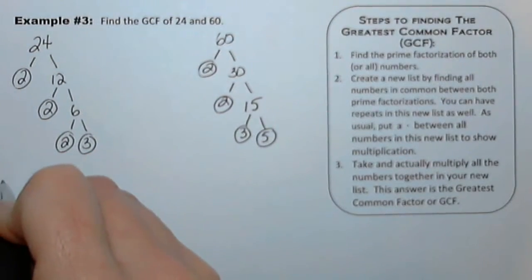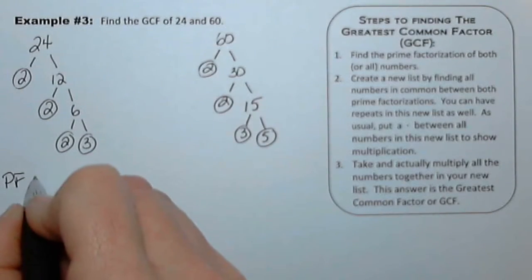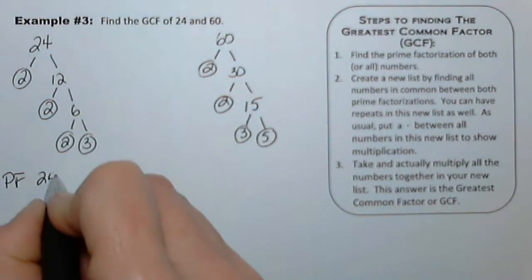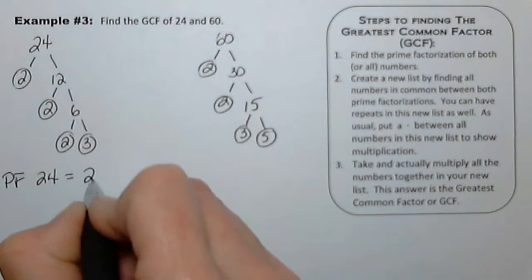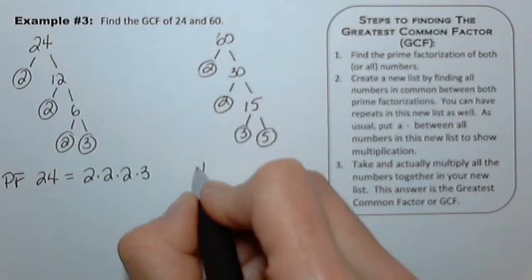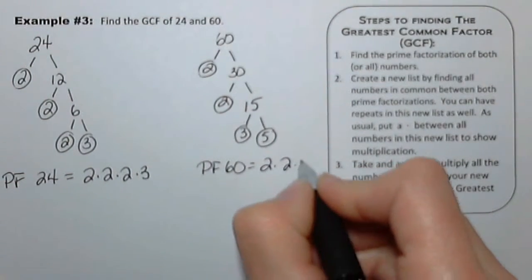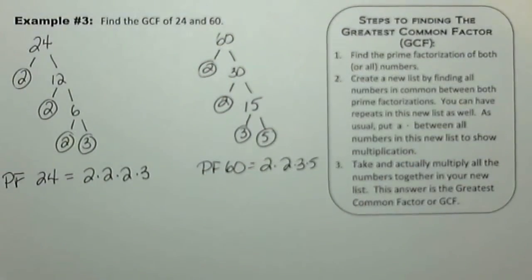And keeping it short this time, I'm just going to call it PF for prime factorization. The PF of 24 is equal to 2 times 2 times 2 times 3. And the prime factorization for 60 is equal to 2 times 2 times 3 times 5.